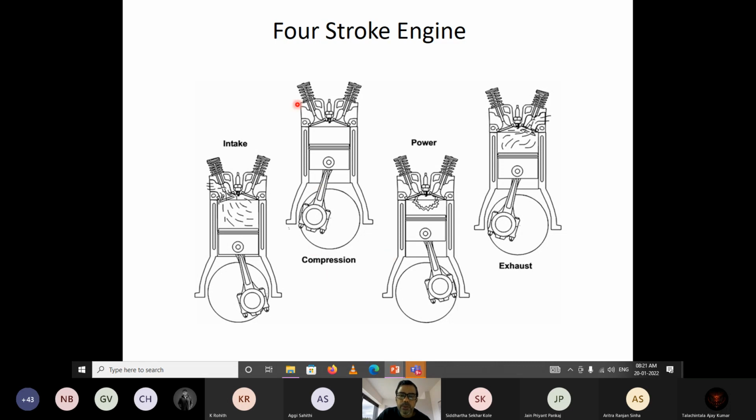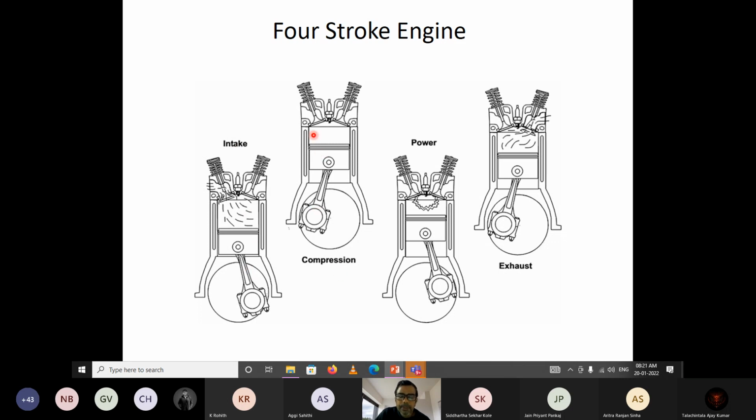So in the compression stroke, both valves are in closed positions. The piston moves from the BDC, that is bottom dead center, to the top dead center, that is TDC. When the piston reaches the top dead center, there will be a complete revolution of the crankshaft. So in one revolution of the crankshaft, only two strokes have been completed. One is the intake stroke, another is the compression stroke.